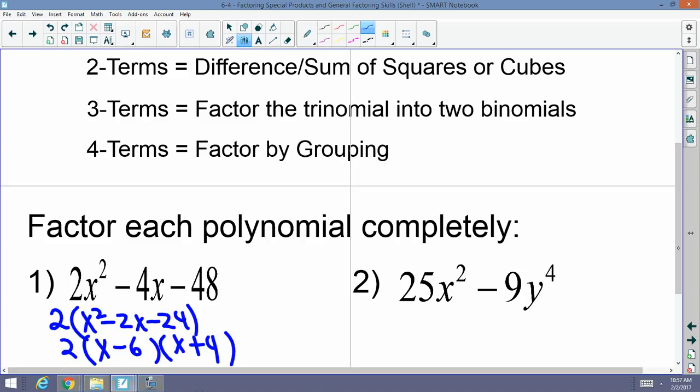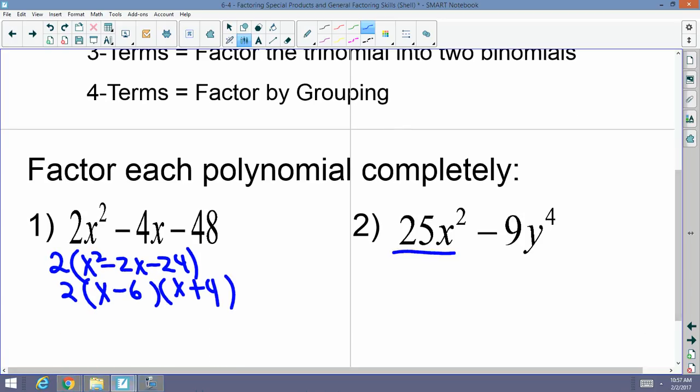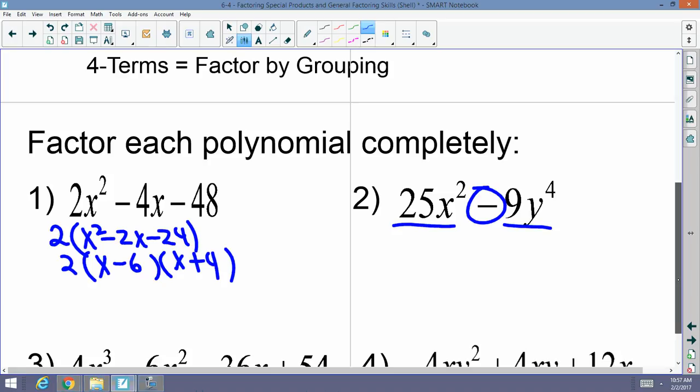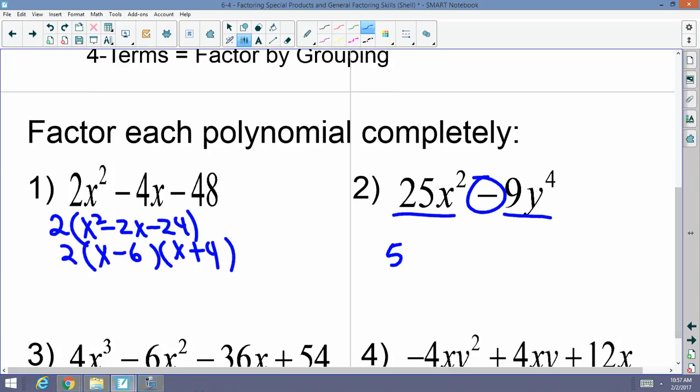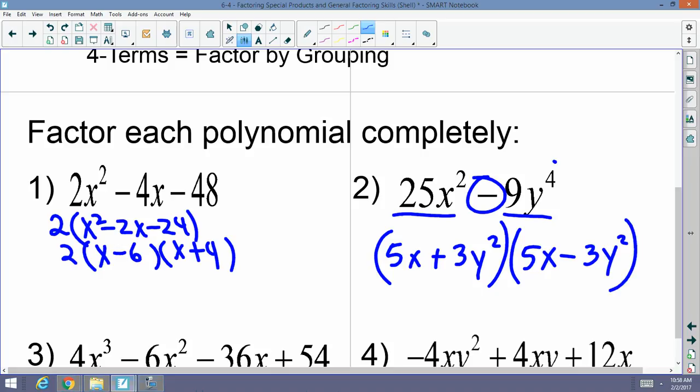Next. I have a perfect square and I have a perfect square. I have 2 terms and they're being subtracted. So this is a difference of squares. Good job. So this is square root of the first term plus square root of the second term times square root of the first term minus square root of the second term. Notice, guys, that y was to the 4th. The square root of y to the 4th is y squared. That's why I put that there. It's not a mistake.